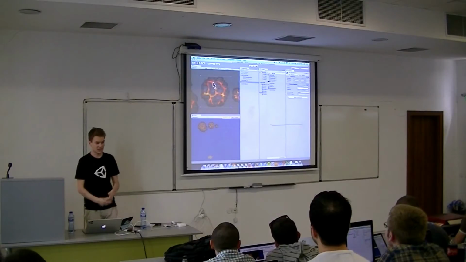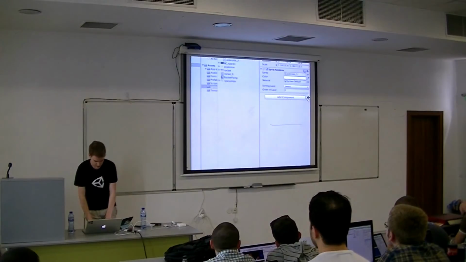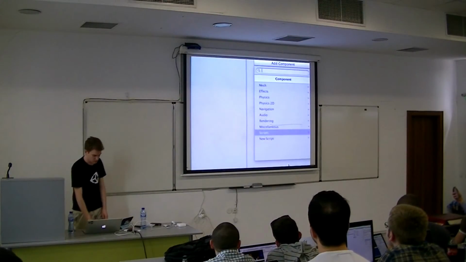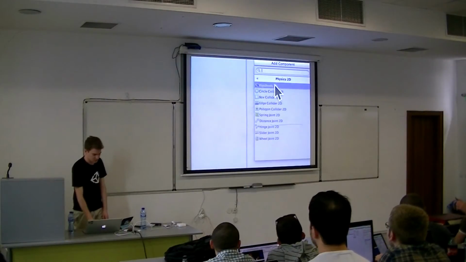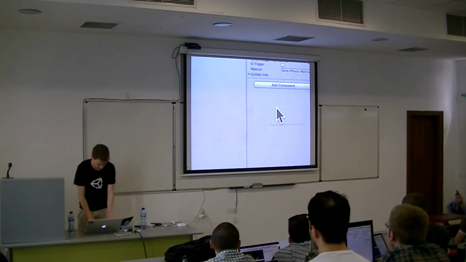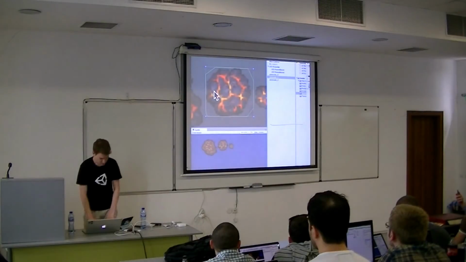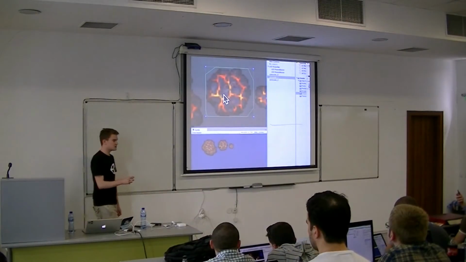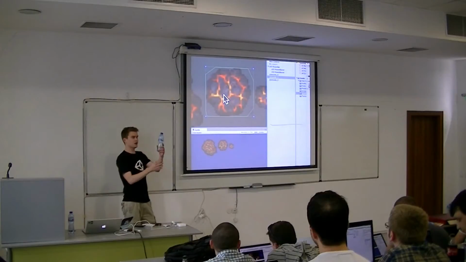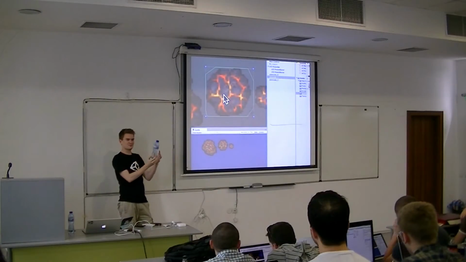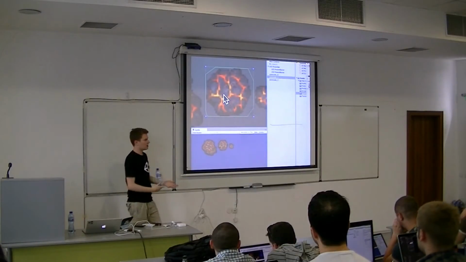What you can do instead is take the asteroid, add a component, Physics 2D, and then use a polygon collider. Okay, that's looking okay, it looks a bit nicer. What it does is it gets the rough shape and tries to make the best fit around it. It's not always perfect.